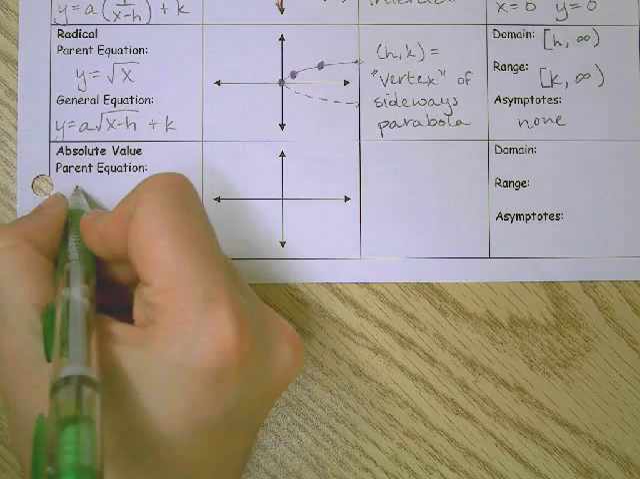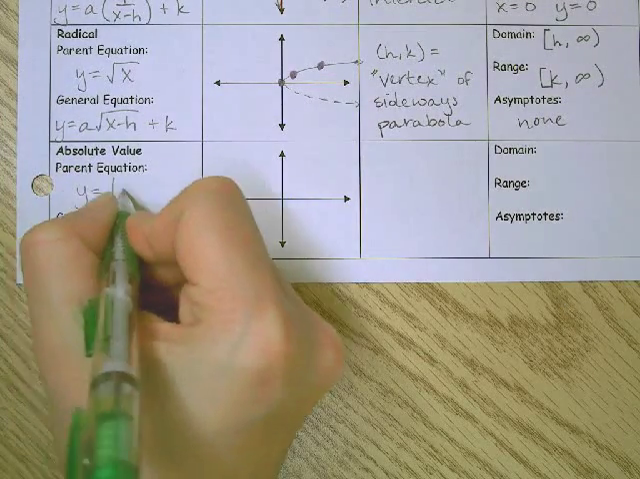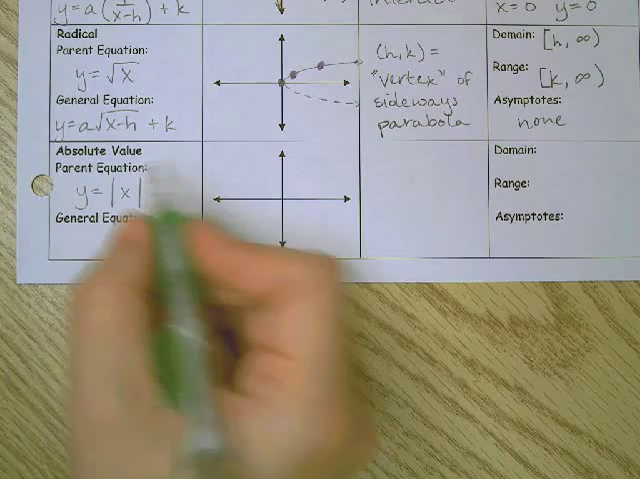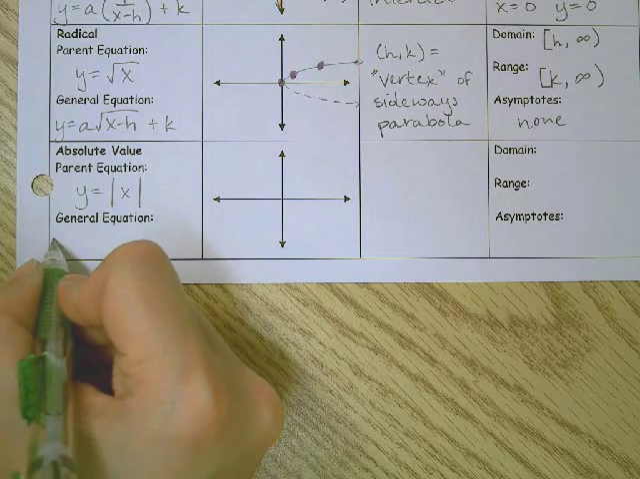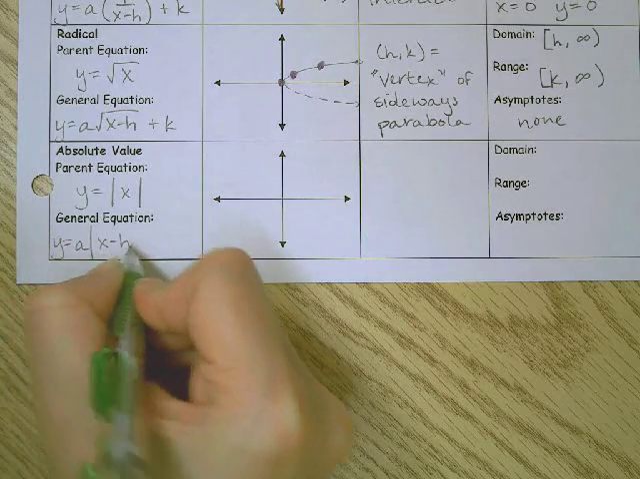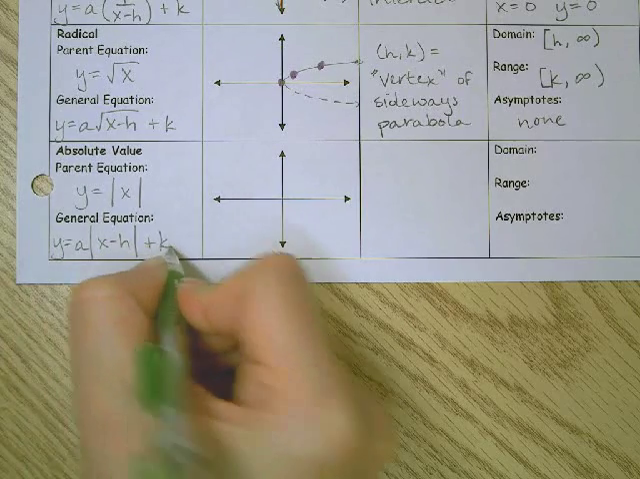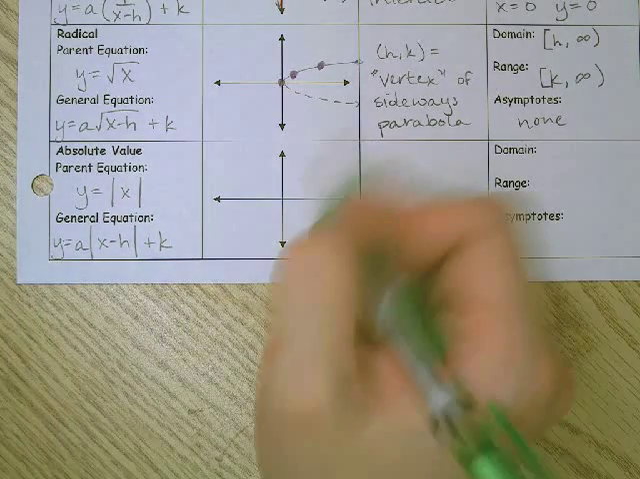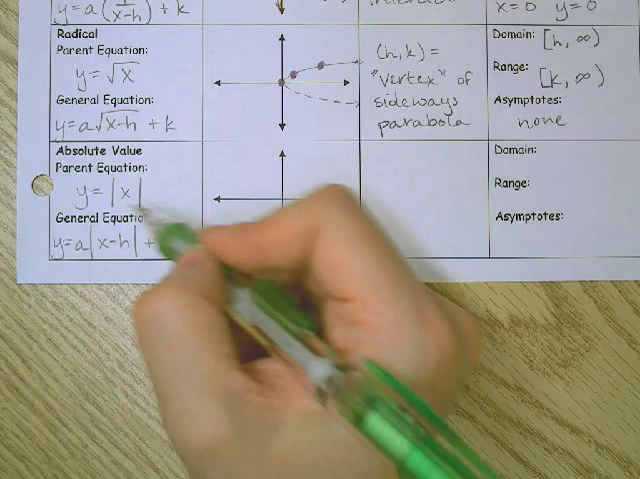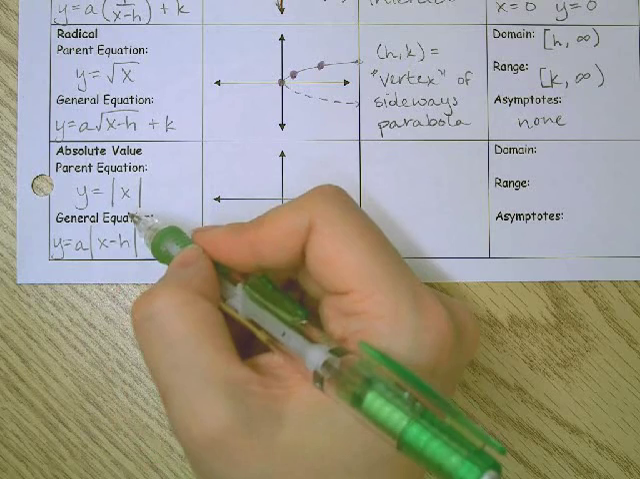The parent graph equation of absolute value. These two lines outside of x are the absolute value brackets. So the general equation is y equals a, absolute value of x minus h, plus k. When I graph that, anything coming out of the absolute value is going to give me a positive number, because absolute value is the distance from 0.